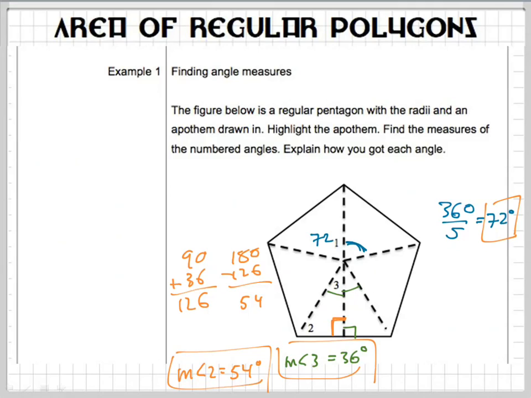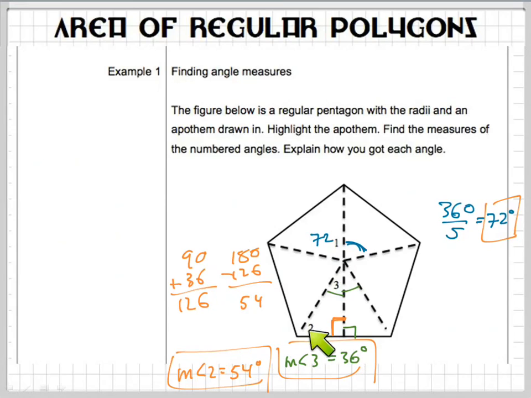If I go all the way around this, that equals 360. How'd you get 36? I got 36 because the apothem bisects the central angle. The central angle is this blue angle. That blue angle is 72. And if this is bisected, you just have to divide it by 2 to find angle 3. I divide 72 by 2, and I got 36. Yeah, 72 divided by 2 is 36.